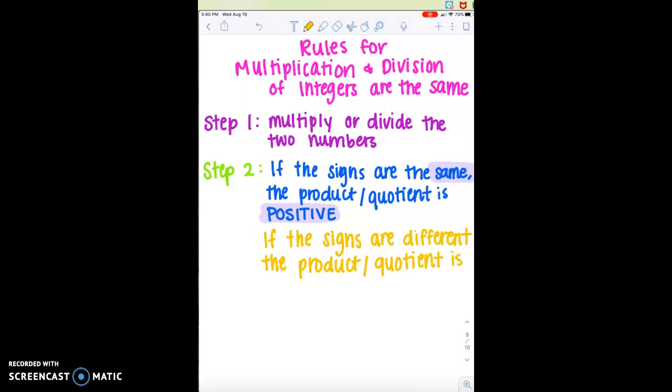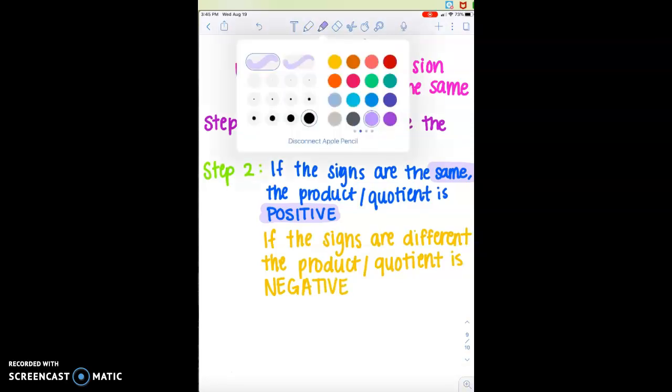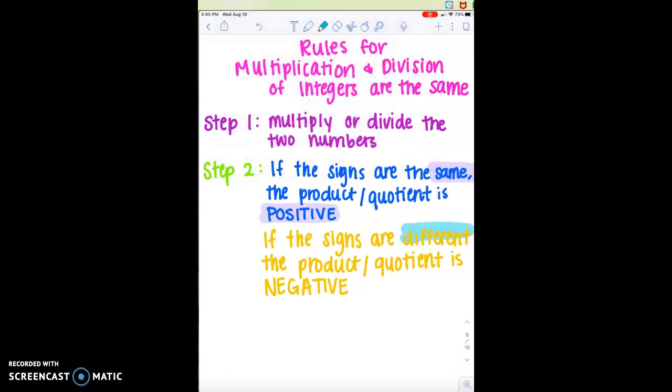So these rules are super, super, super important to remember, because a lot of the times on your assessments for this, the math itself is not going to be hard. It's going to be, can you remember those sign rules? So just remember your sign rules. Those are the most important part of this lesson, okay?